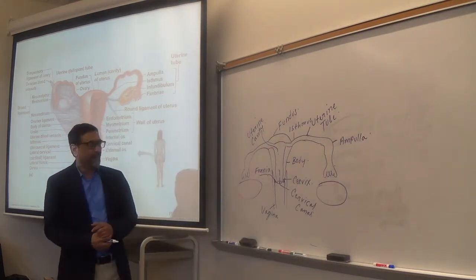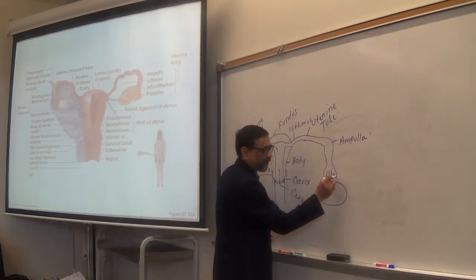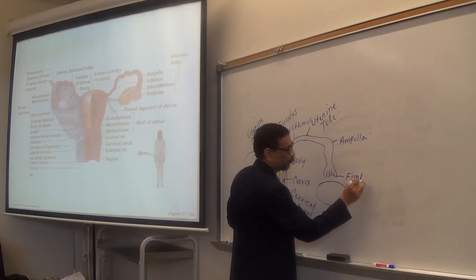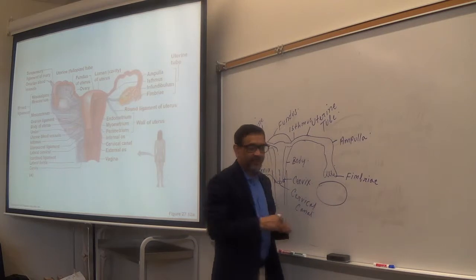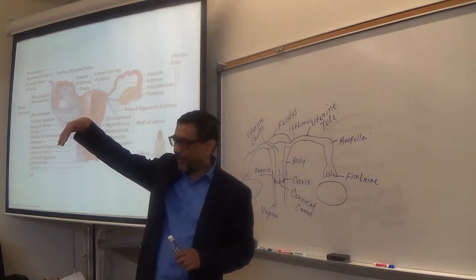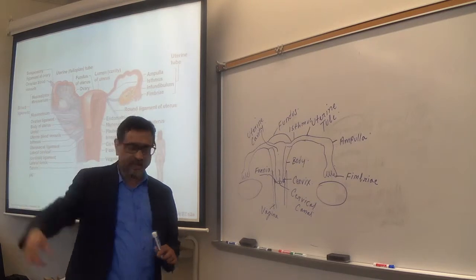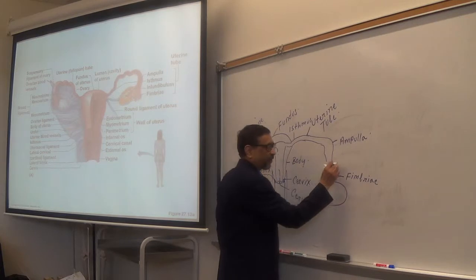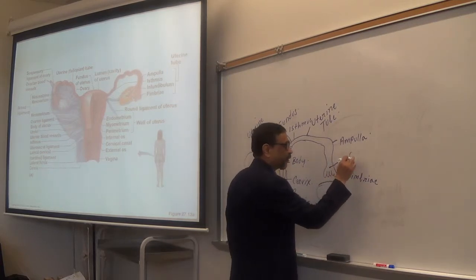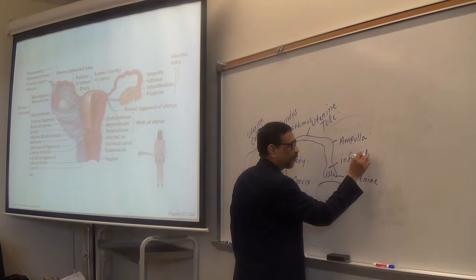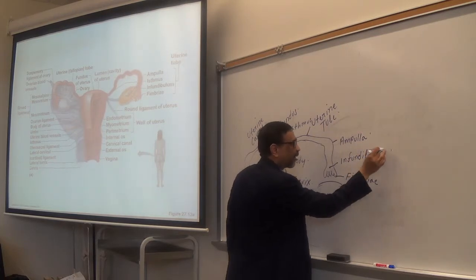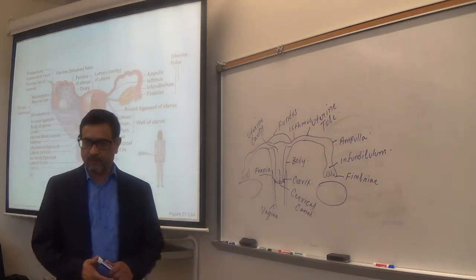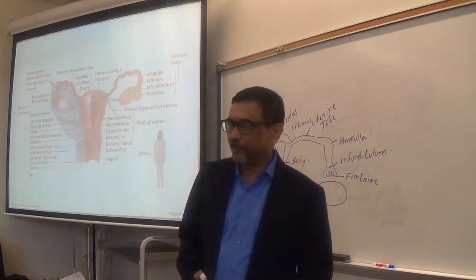Okay, and these finger-like structures are called fimbriae. Finger-like at the free end of the uterine tube. And where the fingers are attached, this part is called the infundibulum. So those are the parts of the uterine tube. Make sense? Okay.